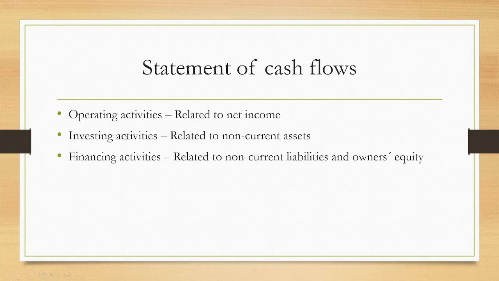So the investing activities include cash activities related to non-current assets. And non-current assets include long-term investments, property, plant, and equipment, and the principal amount of loans made to other entities. For example, cash generated from sales of land and cash paid for investments in other companies are included in this category. However, it is very important to note that interest received from loans is included in operating activities.